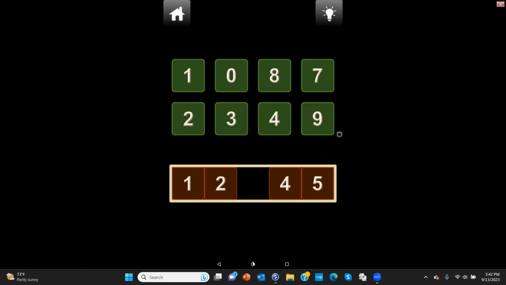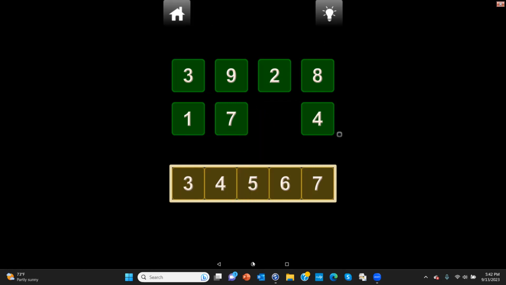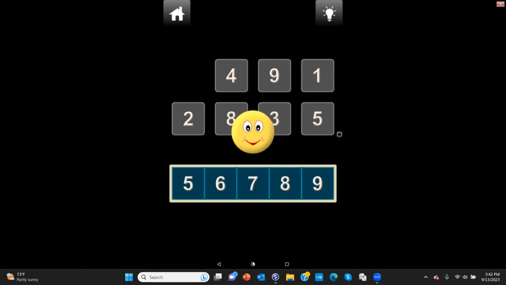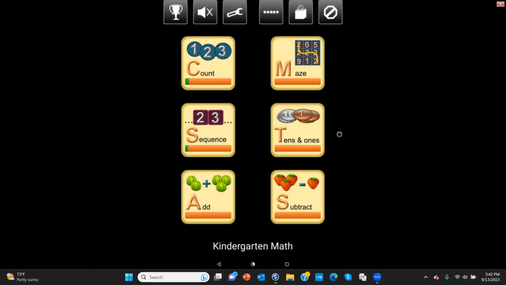You got the instruction? 1, 2, 3, 4, 5. Okay. Move the missing numbers to complete the sequence below. There you go. Okay. Move the missing numbers to complete the sequence below. And you can always put in the wrong one. See what happens? Try putting in the wrong one. You notice what happens? Okay. Click on the arrow. Let's go back. So we did sequence.